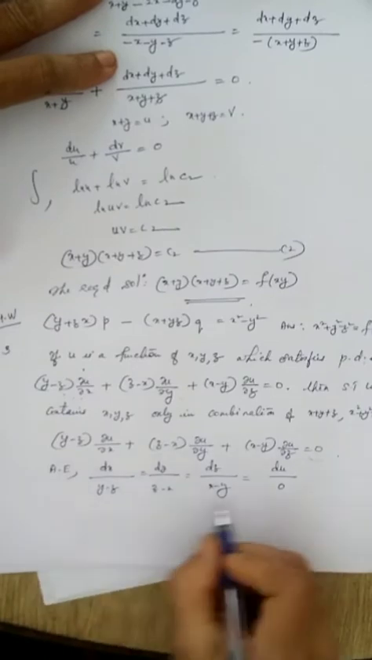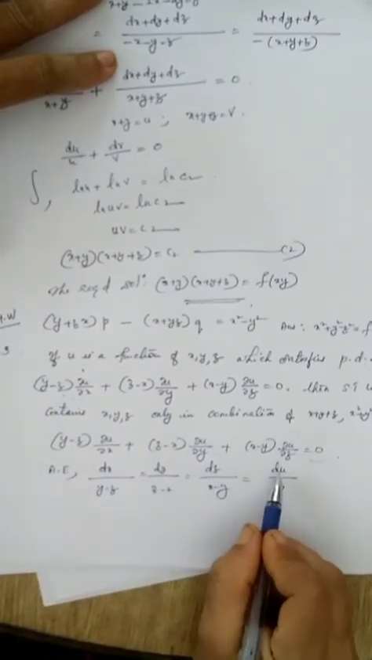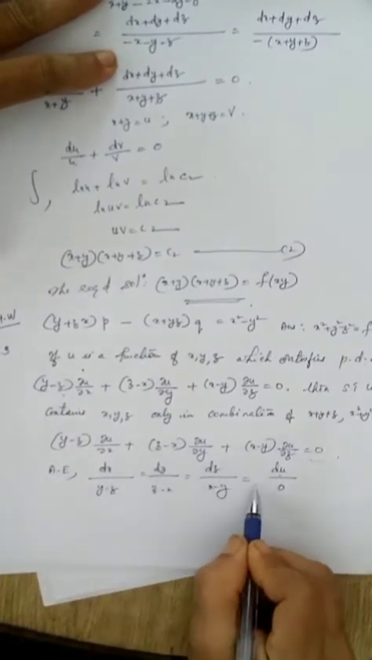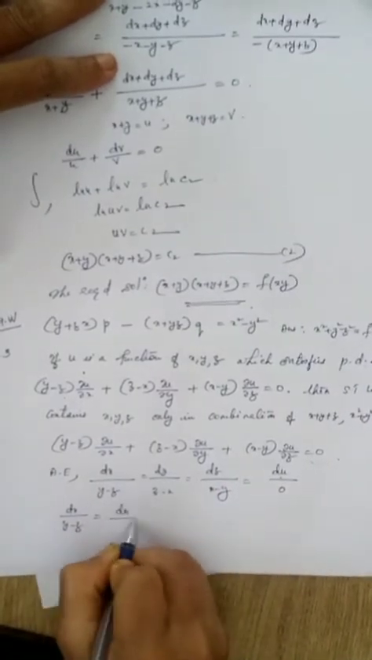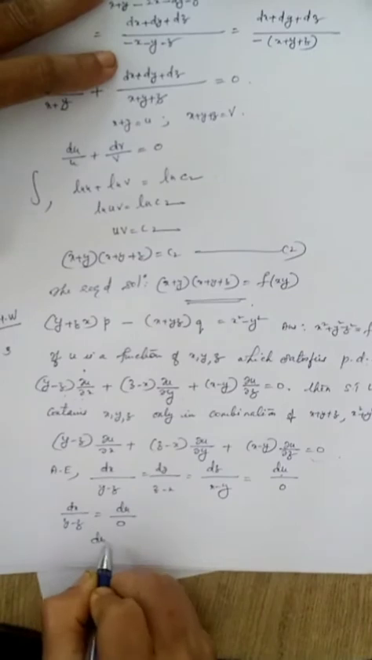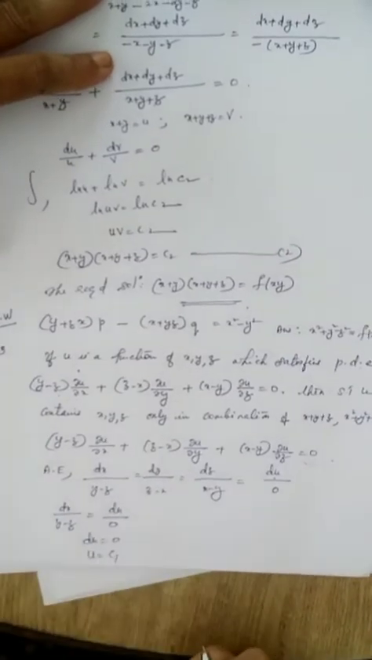First, we can compare the last ratio with any one of these. So we are comparing dx by y minus z with du by 0. From this we get du equal to 0, means u equal to constant.